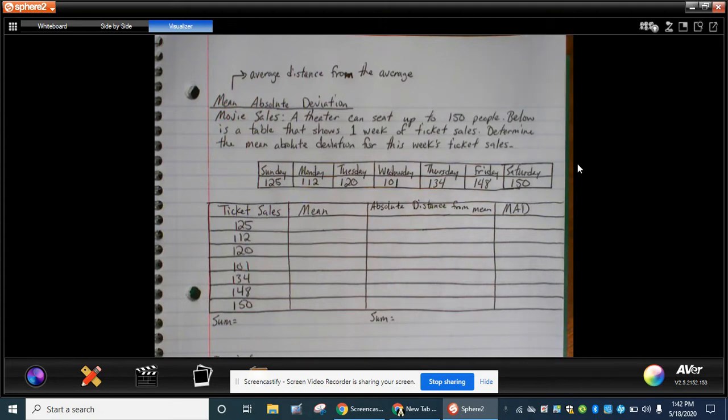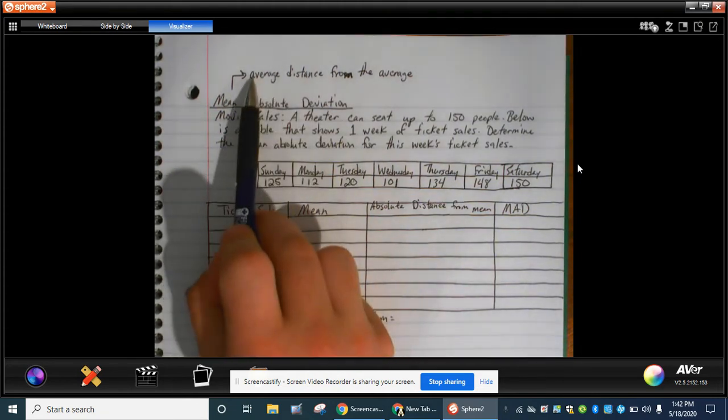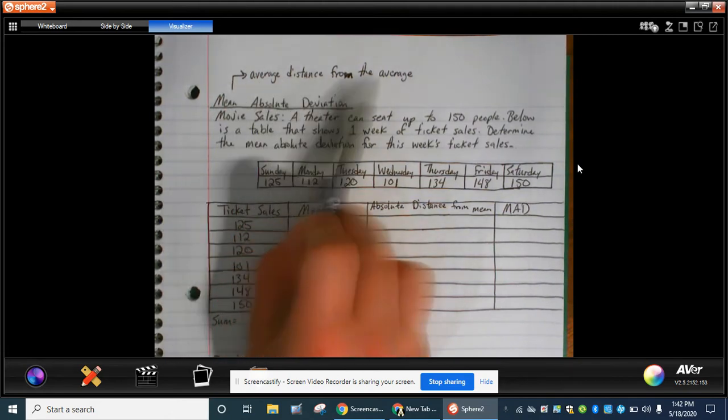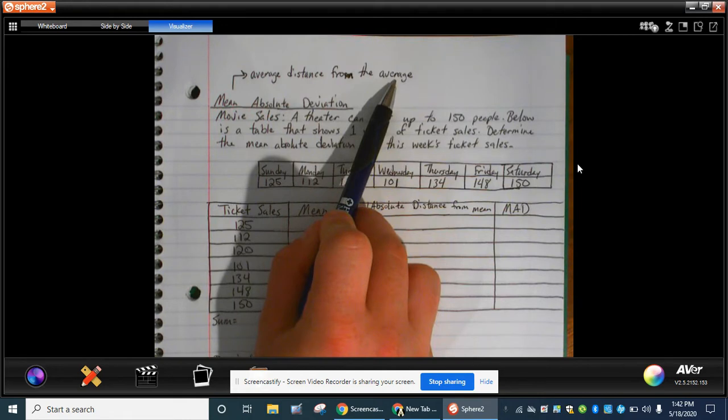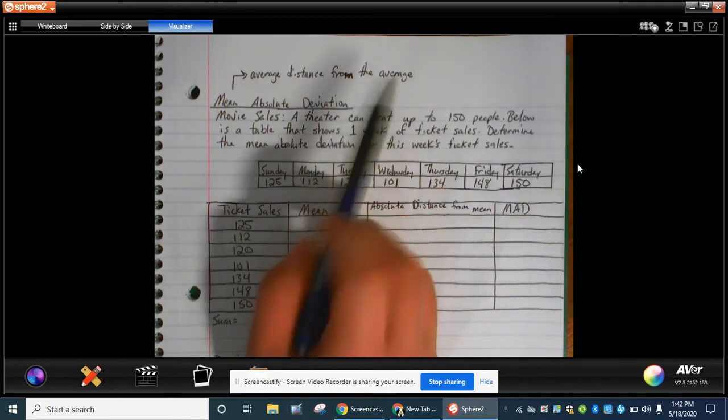So one way that makes sense to me in terms of understanding what mean absolute deviation is, the term, I think of it as being the average distance from the average. Now, one thing you probably noticed is that I have said the average twice. Well, that means we're going to find the average twice in this problem below. So let's read the problem below.